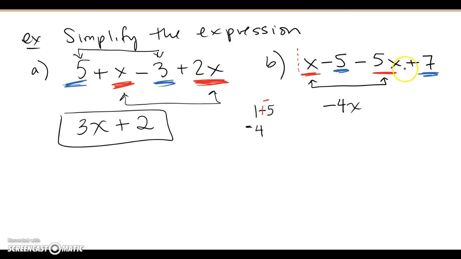Here I got a negative 5 and a 7, so I basically have negative 5 plus 7 on the side that I'm thinking about. This is a difference of 5 and 7. That gives me a 2. Which one wins, the negative or the positive? The positive one wins, so I end up with negative 4x plus 2.